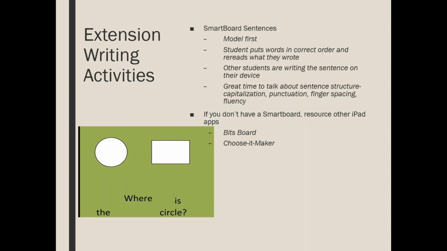You can do this low-tech very easily using sentence strips, cutting those words apart and having students put them back together. You can use your core word wall for this as well with the Velcro strip. There's a lot of different ways you can do this. You don't have to do it on the Smartboard.